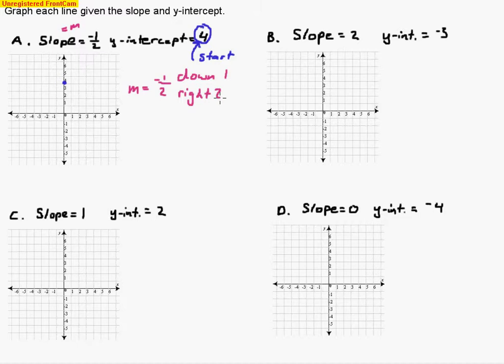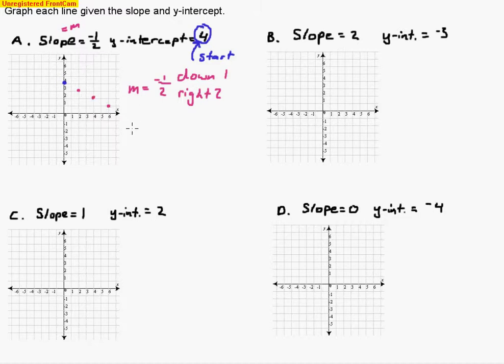2 spaces. Negative tells me to go down because the negative y values are below the x-axis. And the positive 2 tells me to go right because the positive x values are to the right. So I do it from this blue point here. I go down 1 over 2 spaces and then put a dot. Down 1 over 2 spaces, put a dot. And I keep on going. That gives me a bunch of points to be able to draw a line.